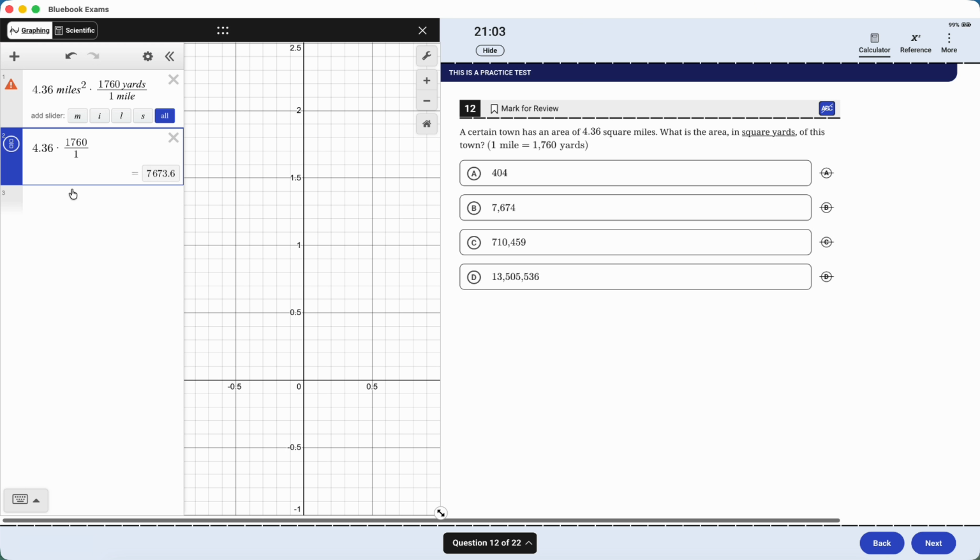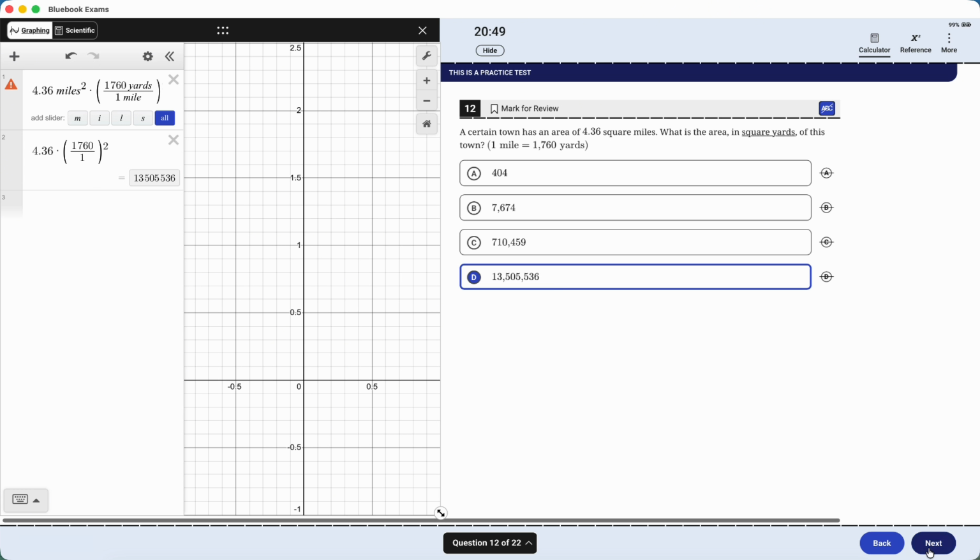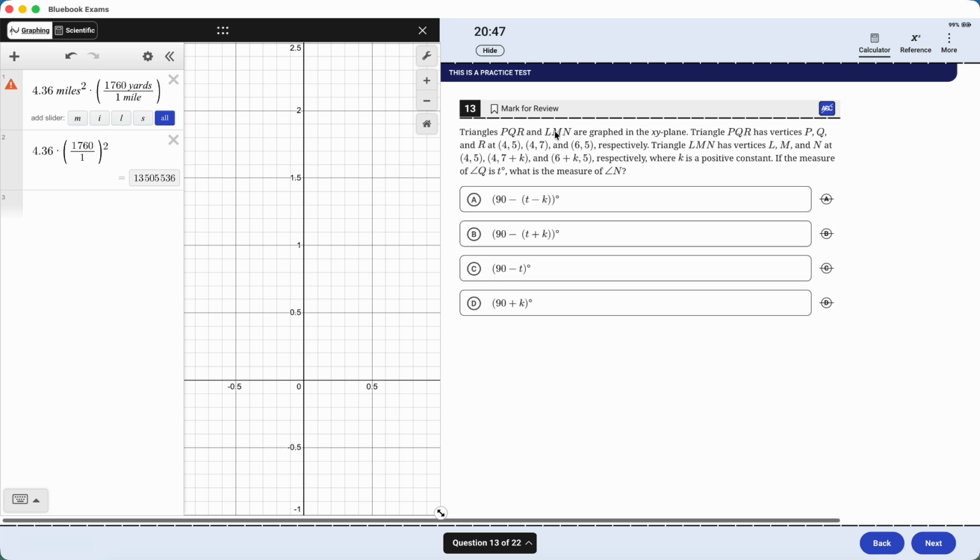Let me go ahead and show you. Yeah, you see B would be waiting for you. How do you fix this? Well, if it's square miles, all you would have to do is take that conversion factor and square it. So over here, I just wrapped this in parentheses, squared, and we get this answer, which is answer choice D. So that's it for number 12.